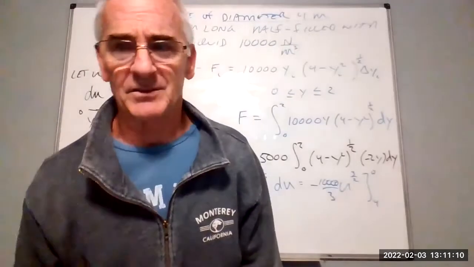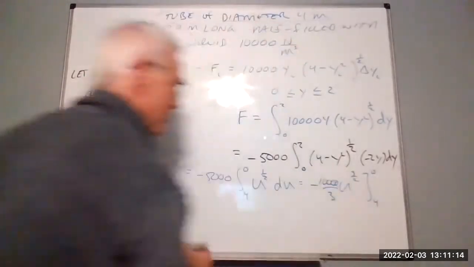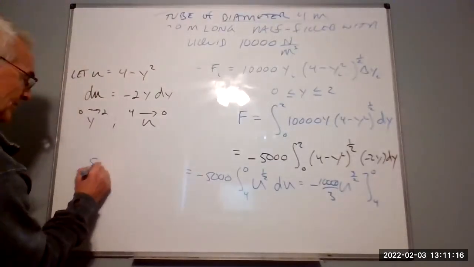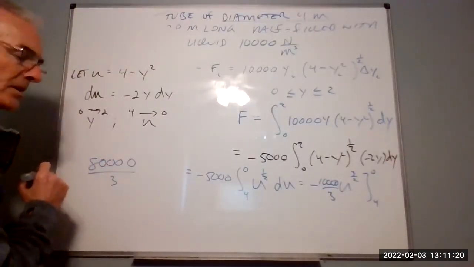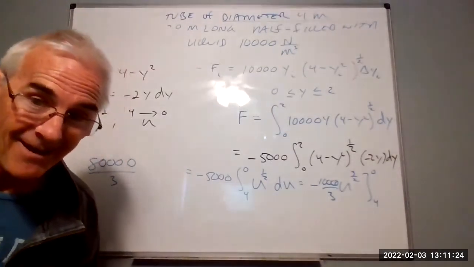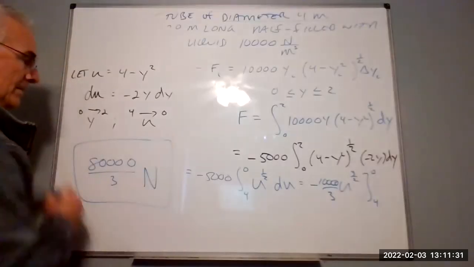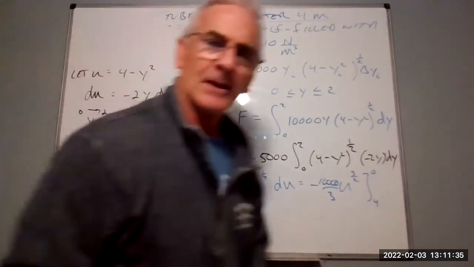And if all else fails, you can always do it on here. So that's 8 times 10,000 thirds. So my answer is 80,000 thirds. Keep going. 80,000 thirds what? Newtons. Beautiful. And it's rational. Yeah, you wanted an integer, but you don't have much control over that.